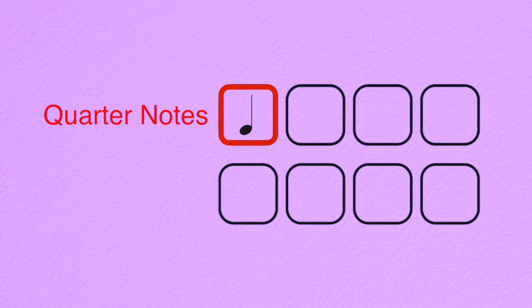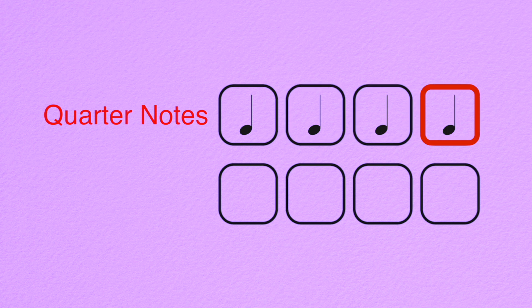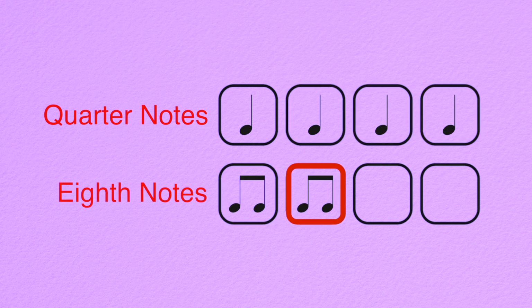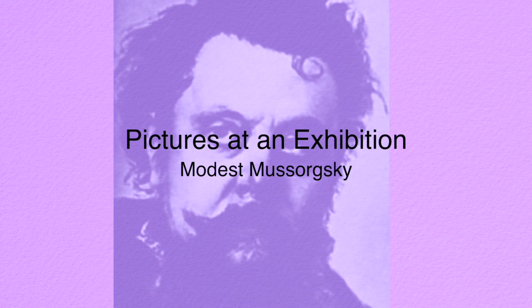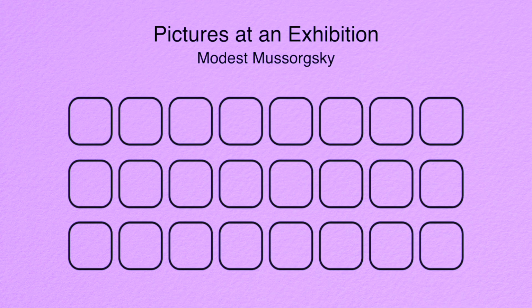In our previous lesson, we focused on quarter notes, ta, ta, ta, ta, and eighth notes, ti, ti, ti, ti, ti, ti, ti, ti. Now we'll hear music with longer note values. Listen to this excerpt from Mussorgsky's Pictures at an Exhibition. Part of this melody's grandeur comes from having broad rhythms, with note values longer than one beat.